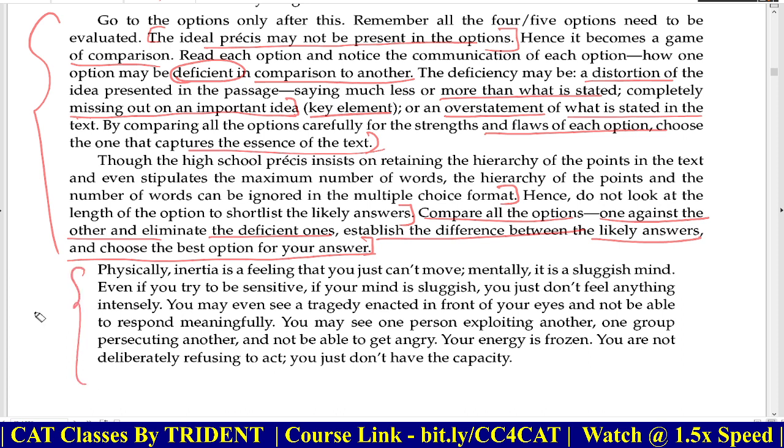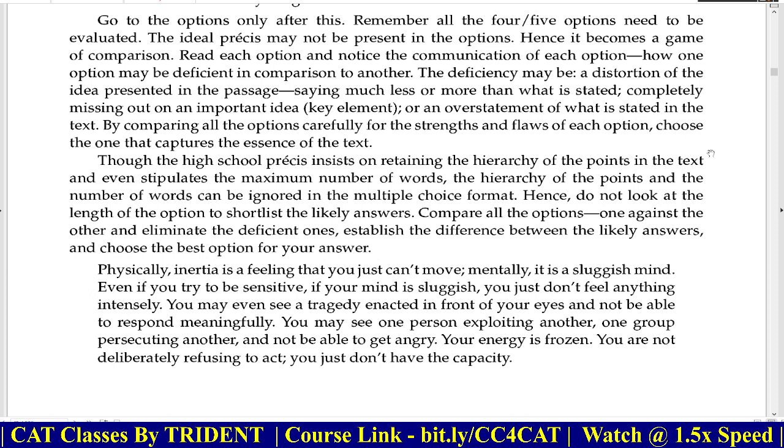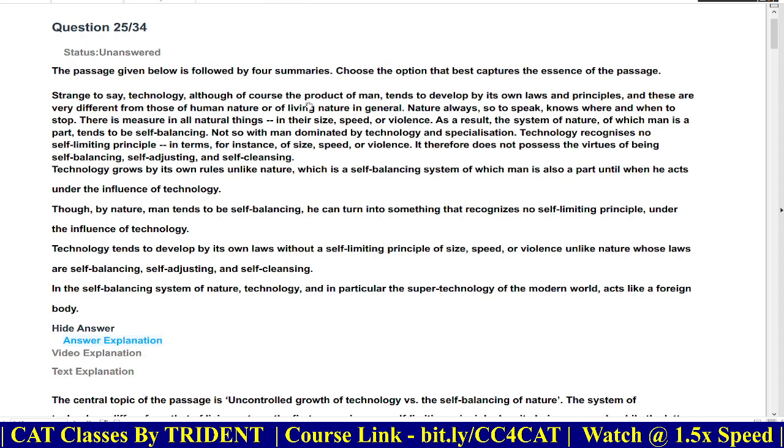Okay, now this is an example. We'll not look into the example. We'll take a SimCAT and see whether we can apply this strategy. So let me take you to the passage itself. This is the passage, and I hope you can see that. Let me give you the options. This is option A, this is option B, this is option C, and this one is option D. This is the paragraph of which we need to design the summary.